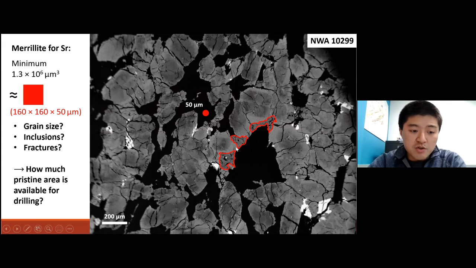And the challenge with fractures, as James brought up, is that these can be a sign of the shock that these grains have been subjected to. So if these fractures carry alteration products or shock veins, then the isotopic signature will be disturbed, making it difficult to interpret the isotopic data.